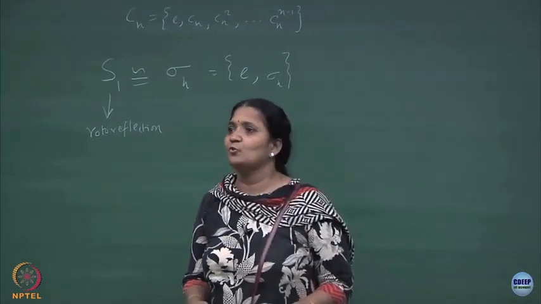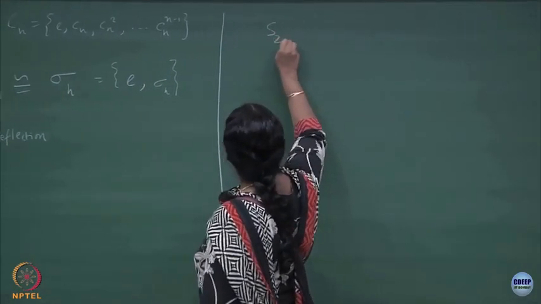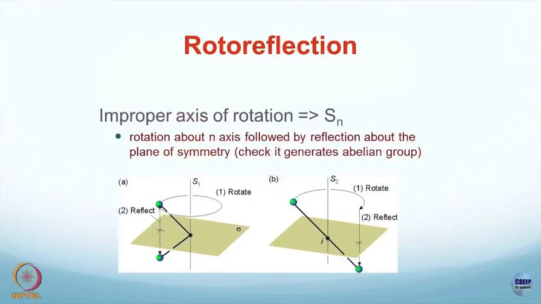So, let us look at S2. What happens to S2? You have to do a rotation by 2 pi by 2, which is a 180 degree rotation. You take this atom, do a 180 degree rotation, but that is not the rotoreflection. You have to do a reflection about this plane and you get this point. Is it clear to you from the picture? So, this is nothing but your inversion group.